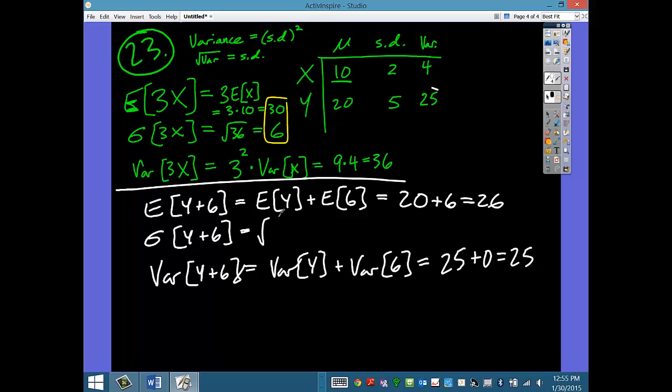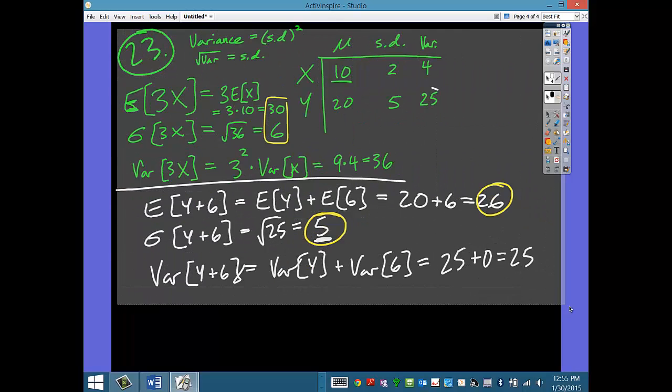Standard deviation is the square root of that. We're at 5. And notice, that's already the standard deviation of y. So the standard deviation of y plus 6 is just equal to the standard deviation of y. It doesn't change if we add 6 to it, and that makes sense. Adding 6 does not change the variability. All it does is increase everything by 6. So our answer for this one is that we have a mean of 26 and a standard deviation of 5.